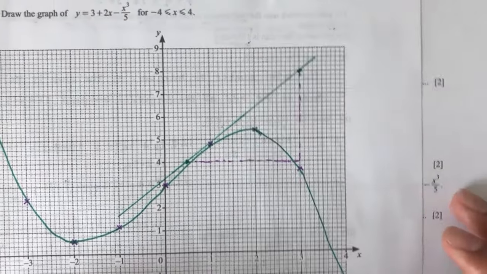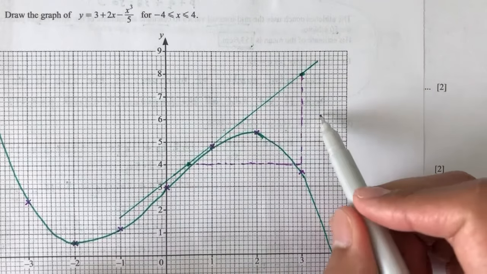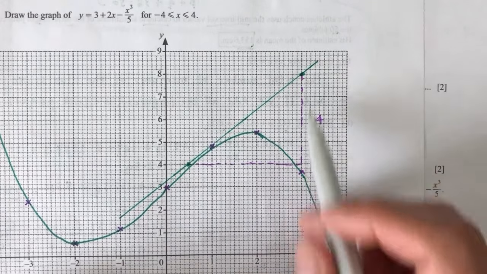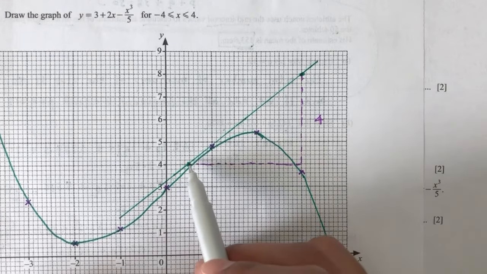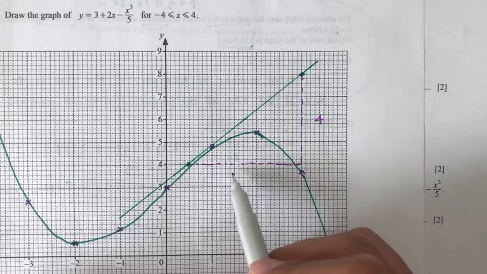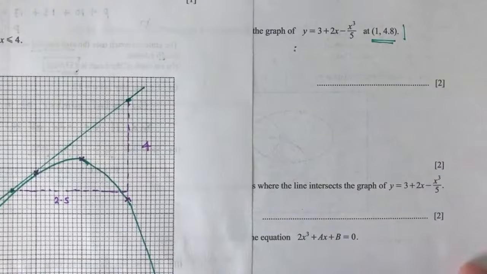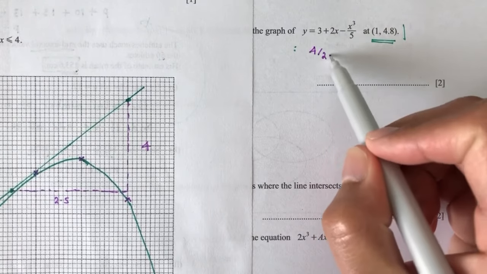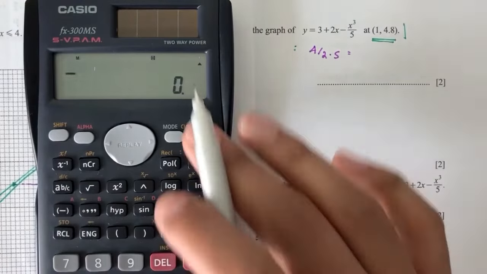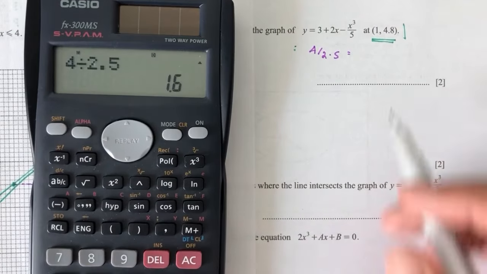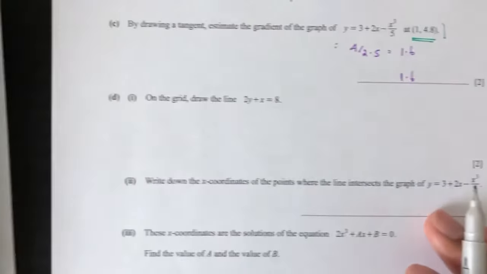As you know, the gradient is always the height divided by base. The height here is 8 minus 4, which is 4, and the base is 3 minus the other point 0.5, that will be 2.5. So what is the gradient? It will be height by base, 4 divided by 2.5, that will be what? Let's use our calculator. I'm not too sure. So 4 divided by 2.5 will be 1.6. So the answer is 1.6 for part C.